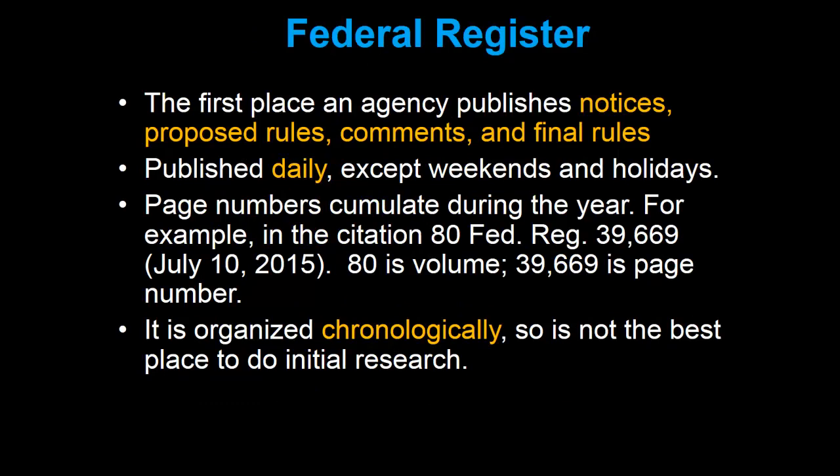First, let's talk about the Federal Register. We already know that the Federal Register is the place an agency publishes notices, proposed rules, comments, and final rules. The Federal Register is published daily, except weekends and holidays. Page numbers accumulate during the year, so you will see citations with very high page numbers. For example, in the citation 80 Federal Register 39,669, 39,669 is the page number. The Federal Register is organized chronologically, so it is not the best place to do initial research.